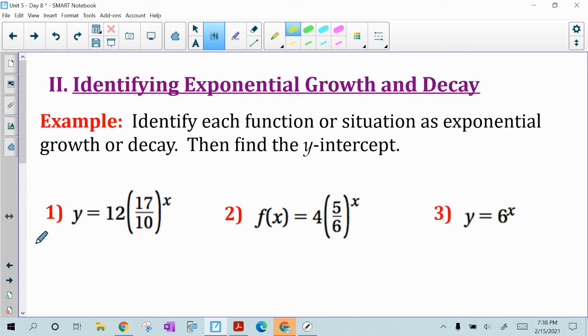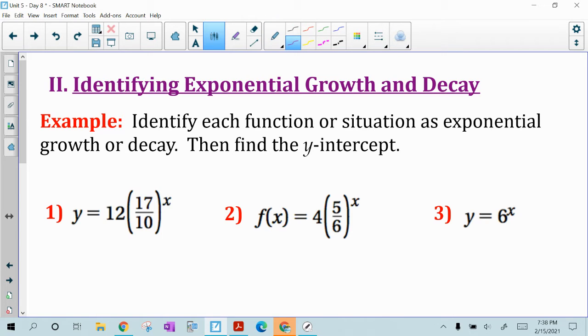Identifying whether something is growth or decay. This should be something you can fairly easily take a look at and see what we've got here. Just look at it, give yourself a second, pause. You might want to even jot down your answer on this. Okay, and I'm going to continue now.